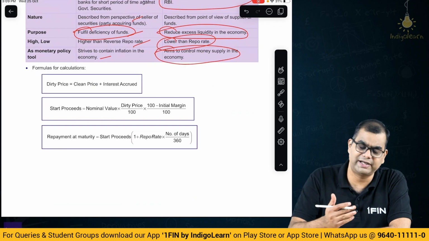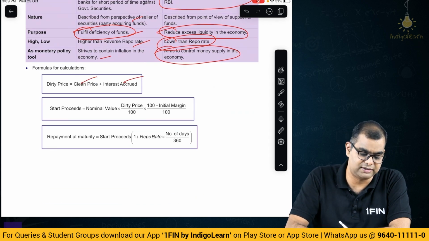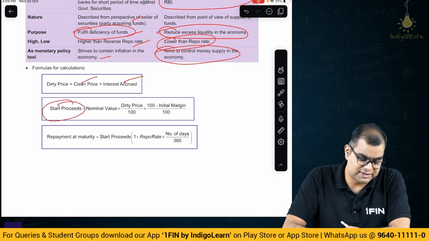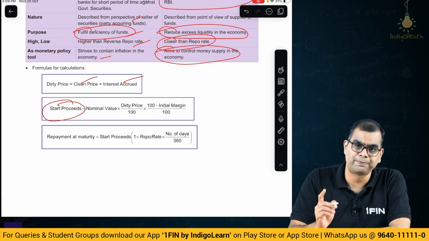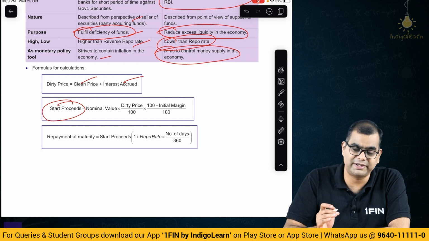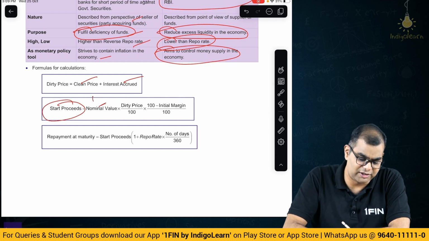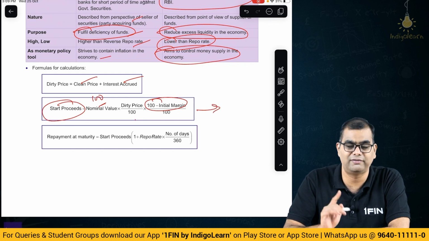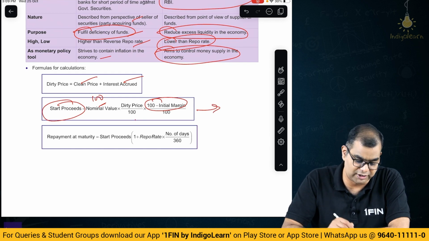Formulas for calculation. Here also you have two things, clean and dirty price. Clean price plus interest accrued is dirty price. Then you have something called start proceeds. Start proceeds is when you are starting, when you are basically getting the money: whatever is the nominal value, let's say 100 rupees or something, into dirty price by 100 into 100 minus initial margin by 100. Now you will understand this particular logic only when you solve a problem. So unnecessarily don't get worried, we'll go to that problem.